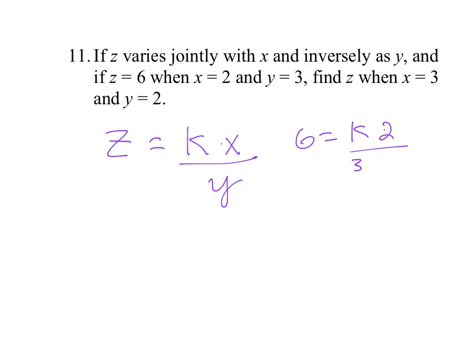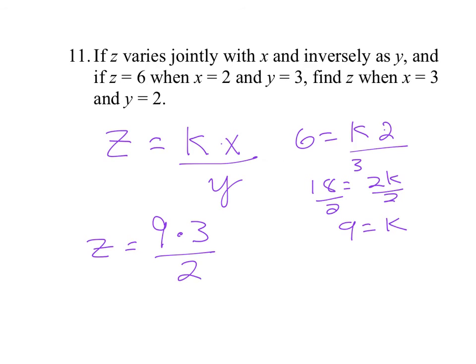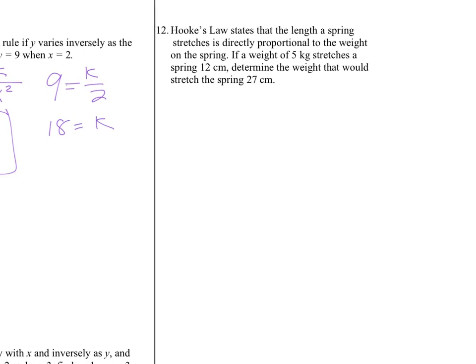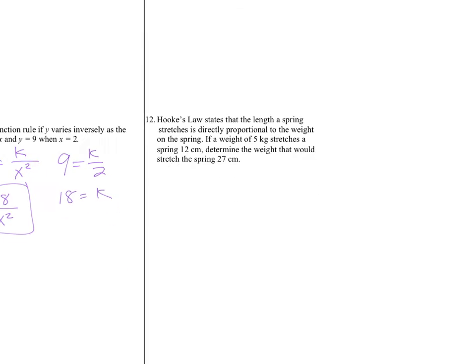Apologies. Okay, so I multiply both sides by 3. I get 18 equals 2k. Divide by 2. 9 is k. So I have, find z when, well, my 9 is a k, x is 3, and y is 2. Okay, so this is 27 over 2. So that's what z is. That's my answer. And then I think I'm to 12, and we're almost done.